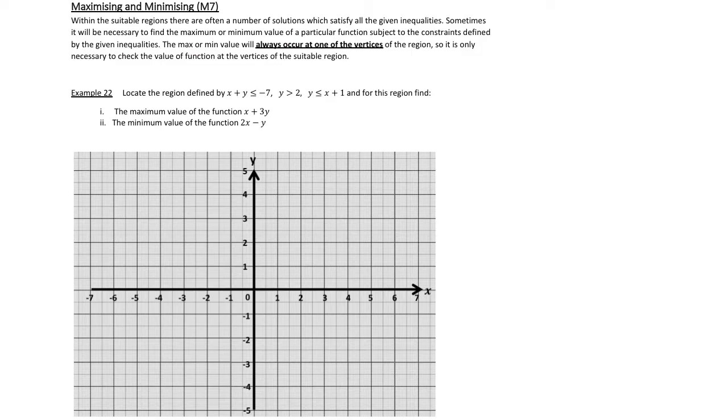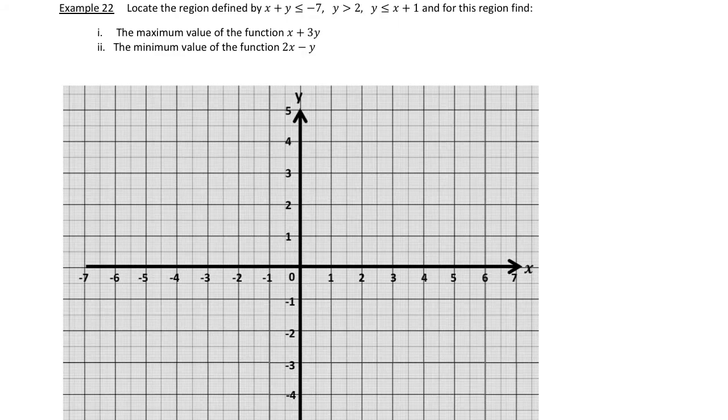One of the other things that we can do with these inequality graphs is to maximise and minimise them, and that's by using the region that we work out. The maximum or the minimum will always occur at one of the vertices. Now a vertex is just a corner, so it's going to be one of the corners of the region. So we only check those points rather than every single point in it. So let's look at an example on this.